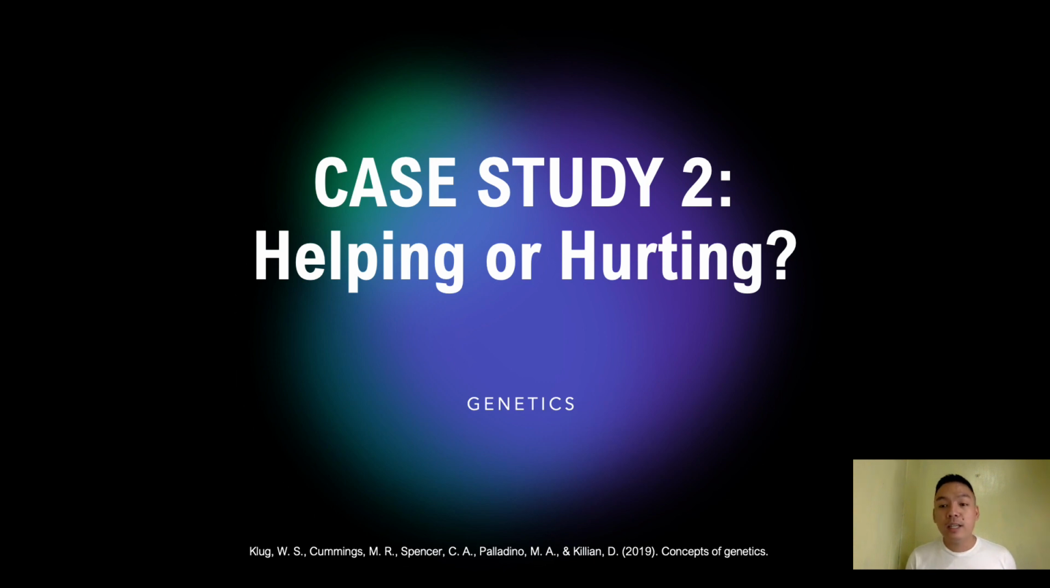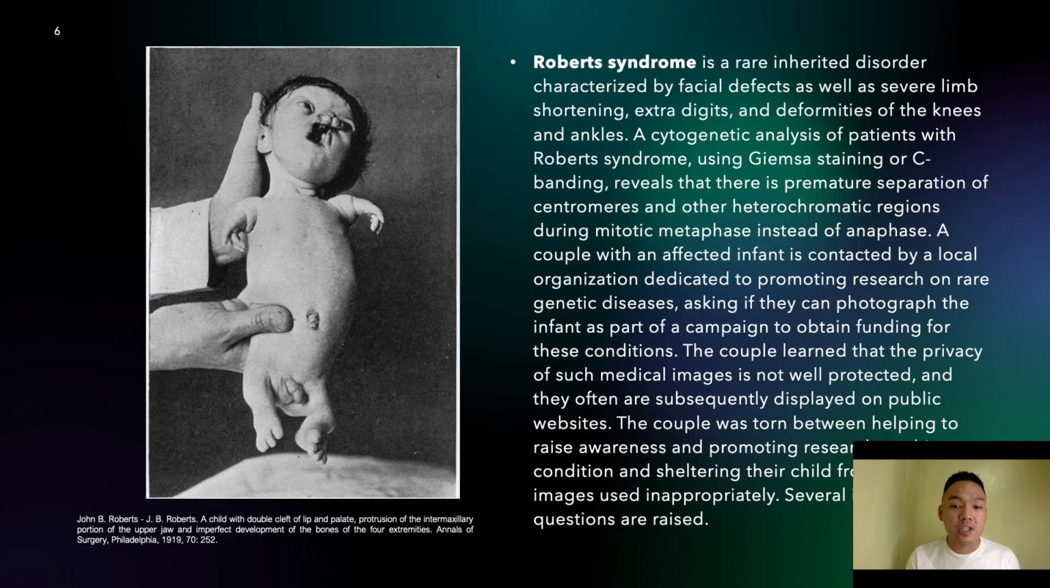Case study 2 in genetics. I'm going to read the message. Roberts syndrome is a rare inherited disorder characterized by facial defects as well as severe limb shortening, extra digits, and deformities of the knees and ankles. A cytogenetic analysis of patients with Roberts syndrome using Giemsa staining or C banding reveals a premature separation of centromeres and other heterochromatic regions during mitotic metaphase instead of anaphase.